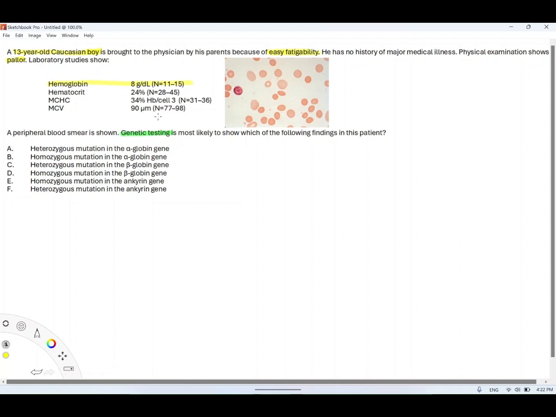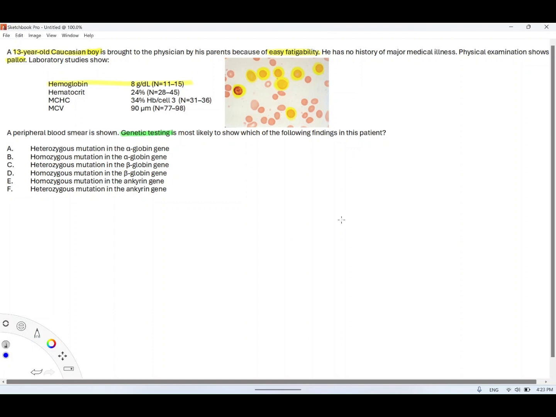So these are the things. What do we see in the smear? We see these cells look like spherical cells. I'm going to color them yellow. These are spherical cells. They don't have the central pallor. When the central pallor is gone and they're large cells, you think of spherocytosis. So I'm going to say I see spherocytosis. In addition to that, I also see these blue cells. You can think of these as reticulocytes. Reticulocytes are immature red blood cells that haven't lost most of their organelles. So it indicates hemolysis.